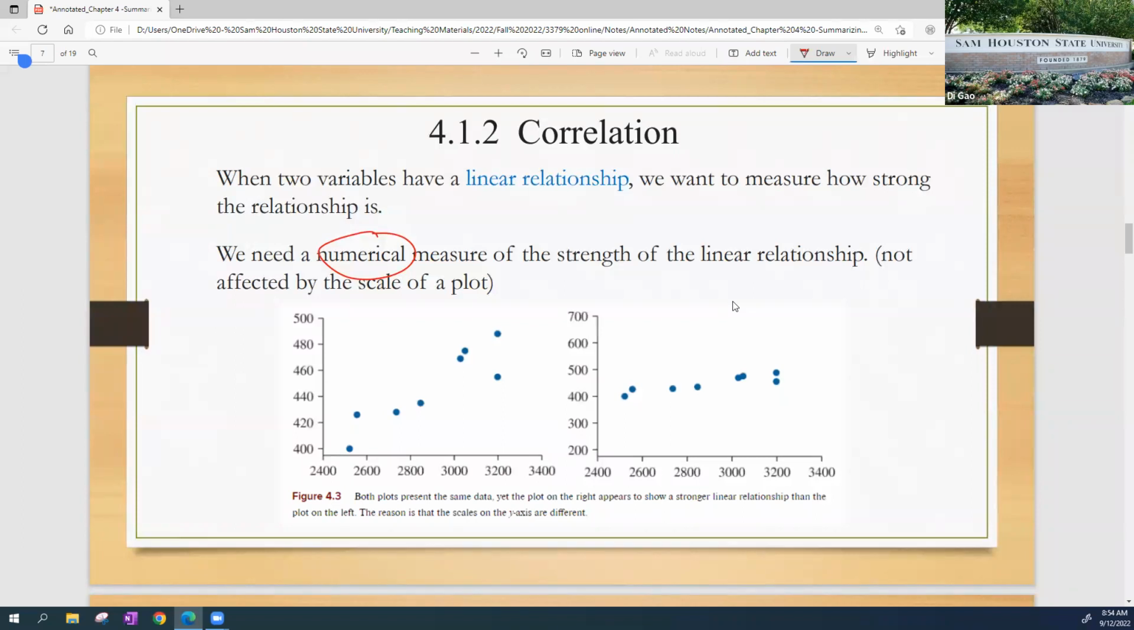But for the y-axis, the left one, we have from 400 to 500 scale. And for the right one, we have 200 to 700 scale. Although it's for the same data, we can tell this looks more steep, and this one is kind of flat if we look at the linear trend. So this is also an example of a misleading graph. By changing the scale, just looking at the scatter plot, we got totally different information. So that's why the numerical measure is very important.